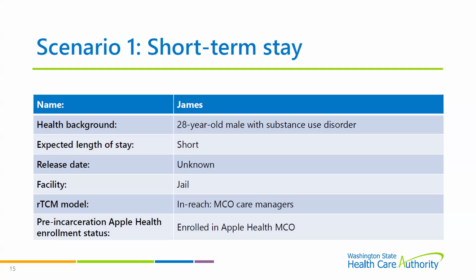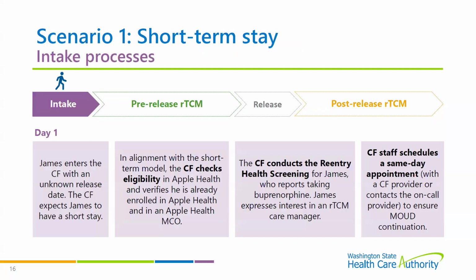So next slide. The intake process here, right? James comes into the correctional facility with an unknown release date. The correctional facility is expecting James to have a short stay and expecting him to release pretty quickly. So in alignment with that short-term model, the correctional facility is going to need to check that eligibility, right? There's going to need to be a mechanism in place to do that, and verify that he's already enrolled and known, and already enrolled with an MCO.